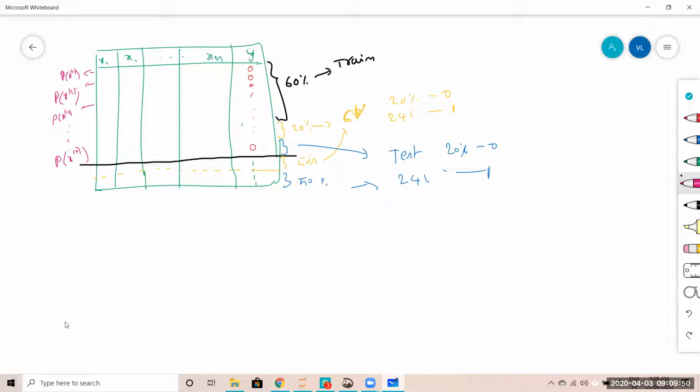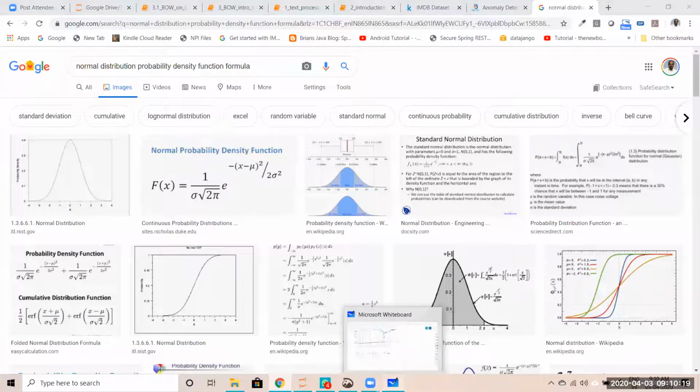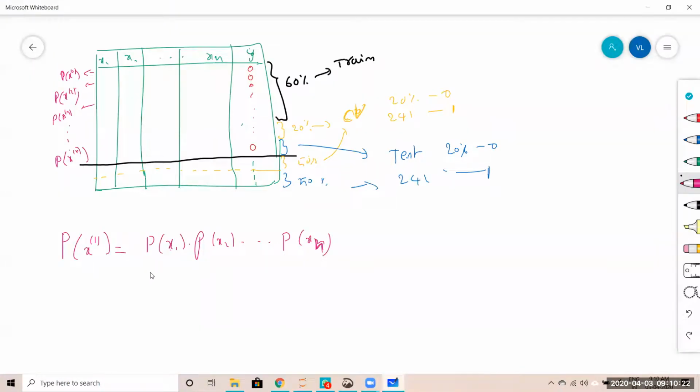Okay, so to calculate the probability of each record P of x, we need to calculate P of x1 into P of x2 into and so on P of xn. For each column, we will use the normal distribution's probability density function. This formula we will use. What we need to calculate here is sigma and mu. So what is sigma and what is mu? For the first column, it is sigma 1 and mu 1 we need to calculate.